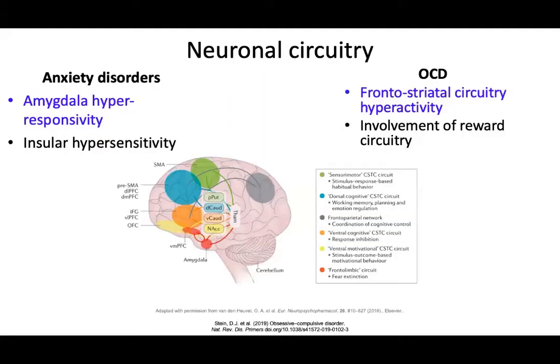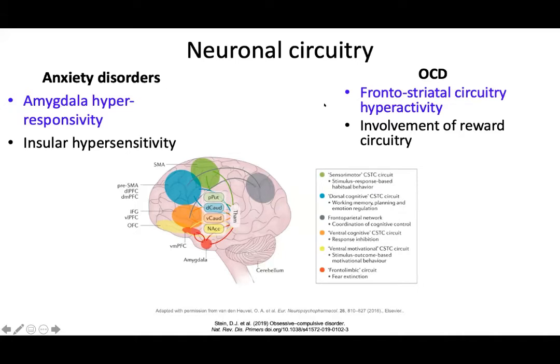Now coming to the neuronal circuitry of OCD and anxiety disorders. In anxiety disorder, the commonly discussed neuronal phenomena is amygdala hypersensitivity and insular hypersensitivity. Mainly, this includes the limbic system hyperactivity, especially when anxiety-related cues, either in the form of anxiety-related words or anxiety-related pictures, are shown. So this limbic hyperactivity is the commonly discussed phenomena in anxiety disorders.